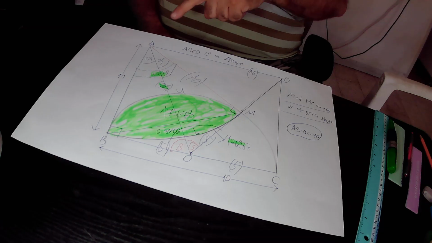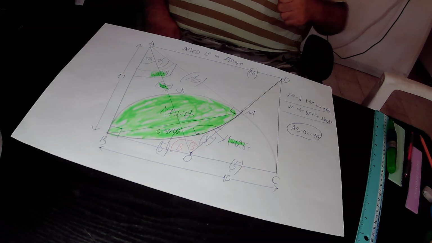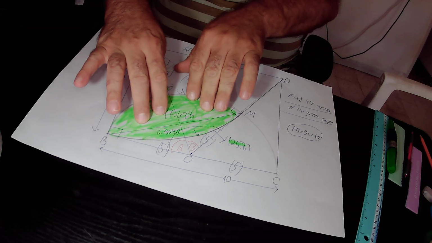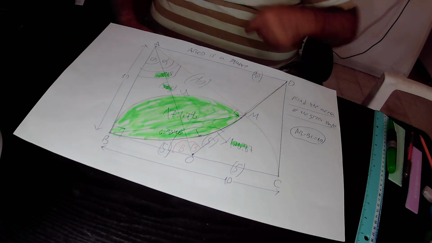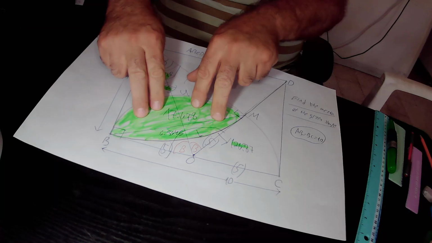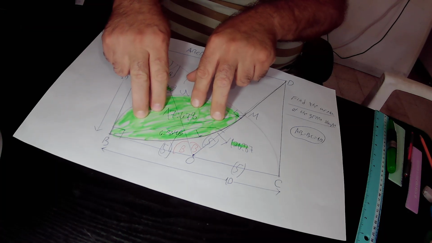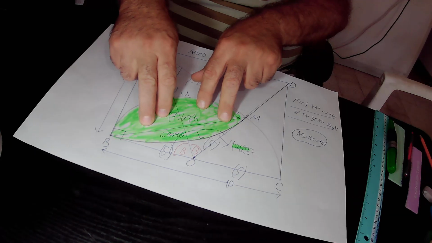In the next step, we join points A and O together by a straight line. By joining points A and O, we created those two right angles. This is the right angle ABO, and this is the right angle AMO. In the next step, we prove that those two right triangles are congruent according to the side rule. So why are those two right triangles congruent?